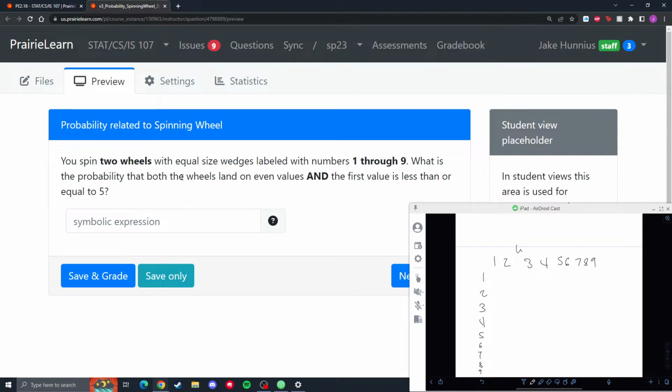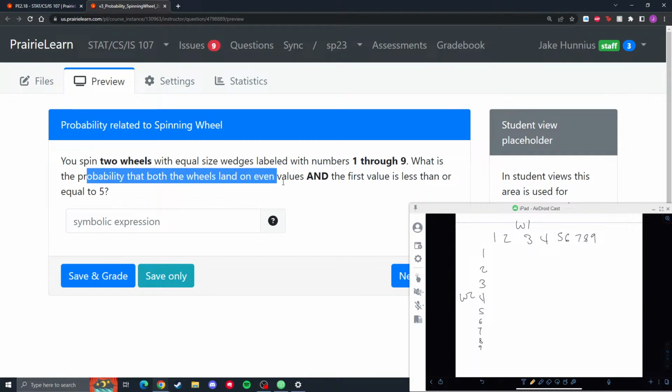And again, we've got wheel 1, wheel 2. What is the probability that both wheels land on even values and the first value is less than or equal to 5? So let's first start off with, I'll do this in orange. We're going to start off with the probability that both wheels land on even values.